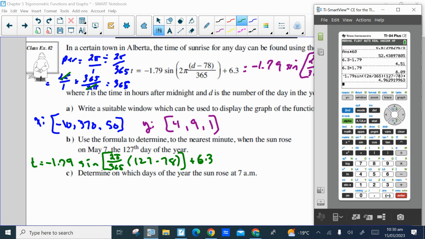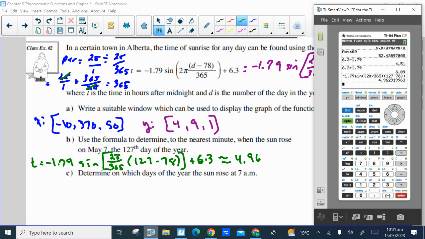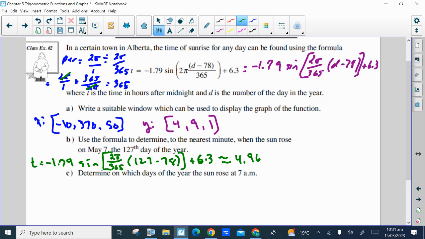So at hour 4.96, which is almost 5 a.m., to the nearest minute, if we get rid of the 4 again and just deal with the decimal, that's multiplied by 60 minutes. That's how many minutes there are in an hour. So it'll actually be at 4:58, so almost 5 a.m. So that's what time the sun would rise in this town on May 7th.